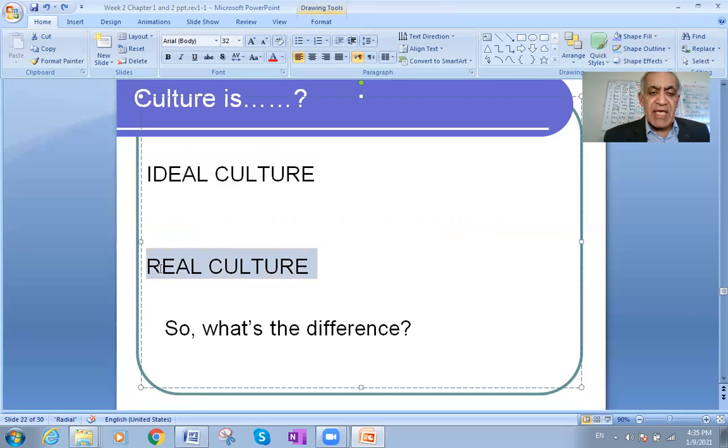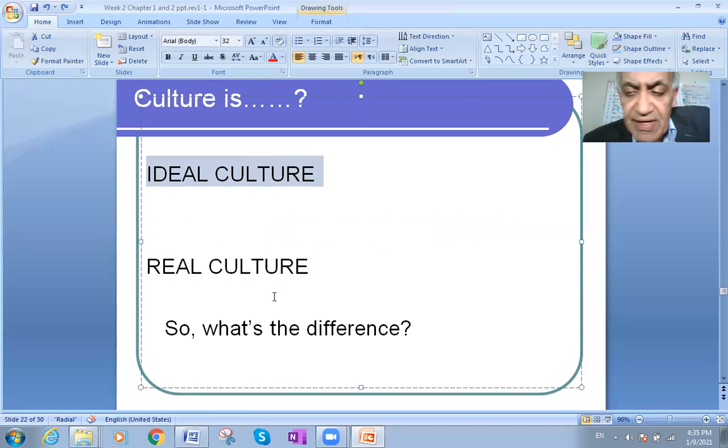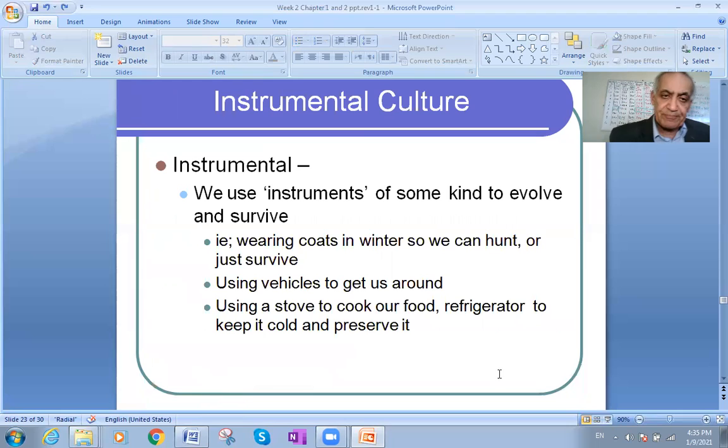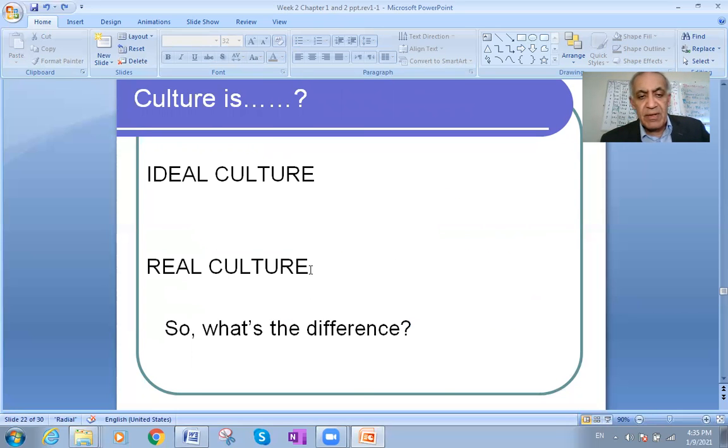Let's say, do we have differences between the ideal culture and the real culture? If there is an ideal culture and there is a real culture, can we check if there are differences between them or not? Let's go for these differences, if any. I just want to check the internet for this point: the differences between the ideal culture and the real culture.